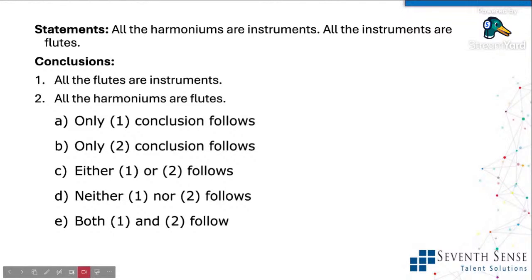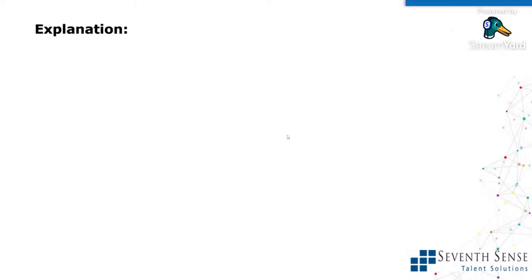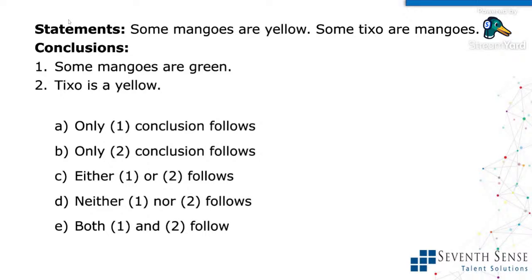I can see still the options. Okay, going on. Okay, fine, guys. Now listen up. Now we'll be going for your next one. So we already saw this particular question. So this is the explanation which the diagram is already there. Only conclusion 2 follows the same diagram which I did. Now we will go for the next one.